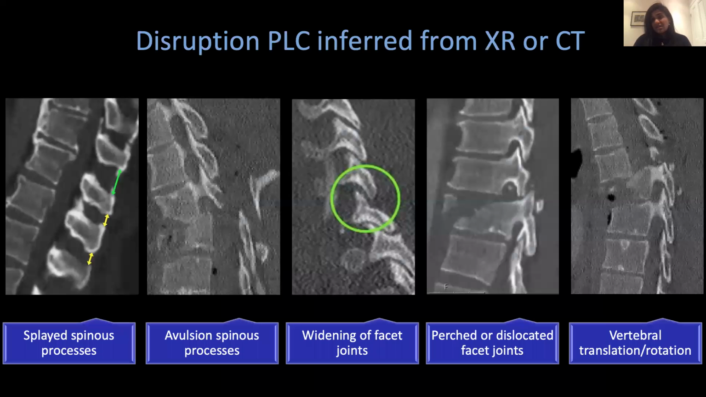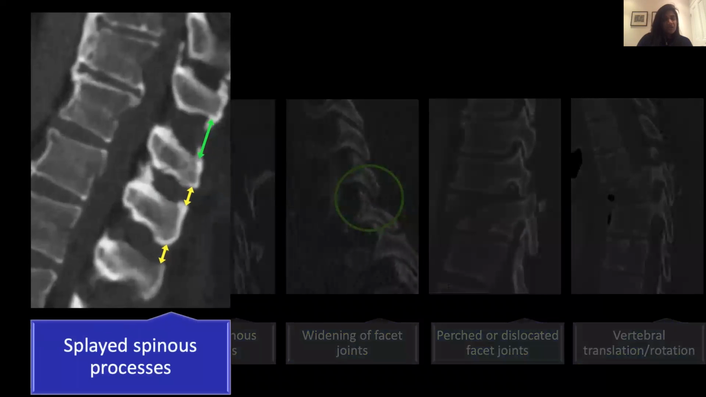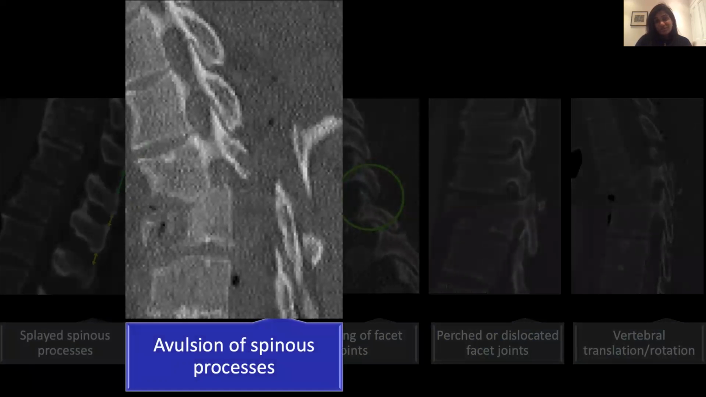Now, we can't see these ligamentous structures on CT, but we can infer their disruption by various findings. None of these by themselves are sufficiently accurate to diagnose or exclude a PLC injury, but it's more likely with two or more of these findings. So if you have a disruption of the interspinous or supraspinous ligaments, you're likely to get a splaying of the spinous processes, so a widening between the spinous processes at the level of the fracture. And then we can think about avulsion of the spinous process, so particularly horizontal fractures of the spinous processes that will disrupt the ligaments between the spinous processes.